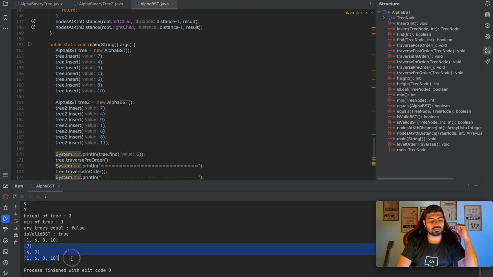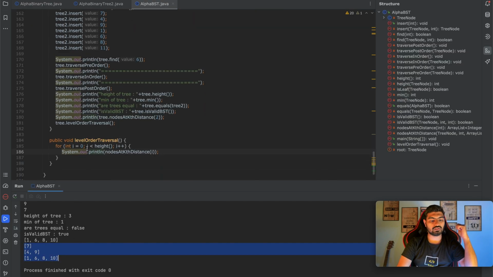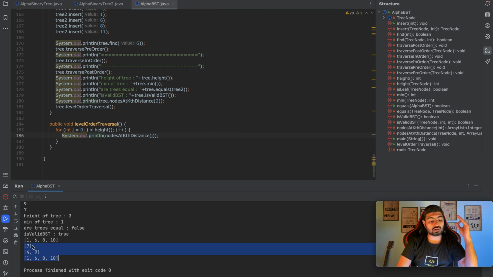So this is the result of the level order traversal: our root node 7. Then you have at the second level 4 and 9. Then at the third level, which is at distance 2, 1, 6, 8, 10. That's it. Your level order traversal is done.